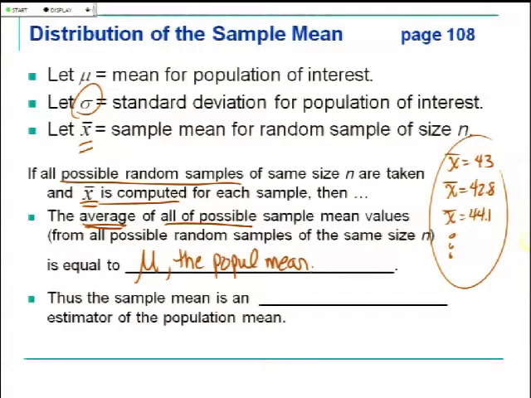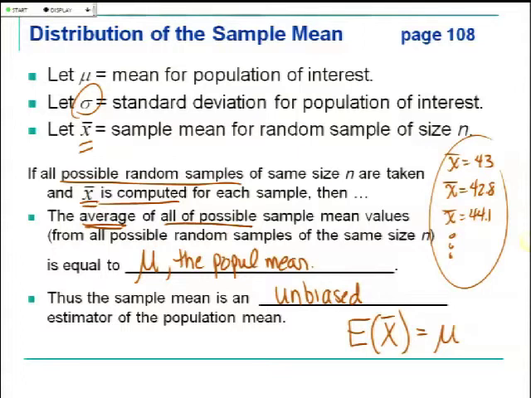Any one value of x bar may not be mu. Might be above it or below it, but they tend to average out to mu. That property tells us that this particular estimate, the sample mean, is an unbiased estimate. In other words, we would expect, on average, sample means to be mu. The expected value of the sample mean, what you'd expect the sample mean to be if you averaged across all those values, is mu, unbiased.